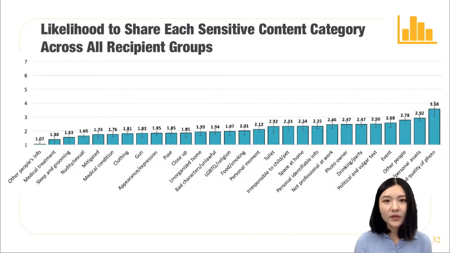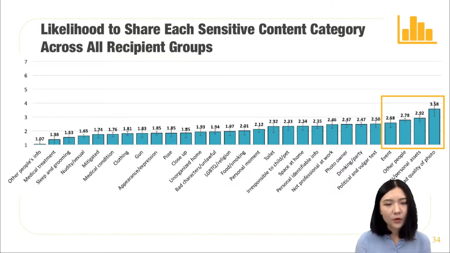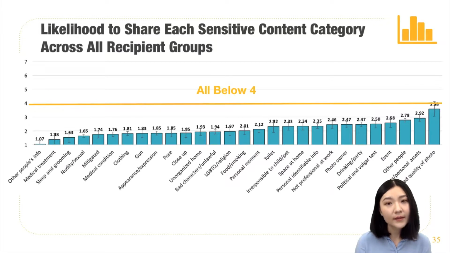Besides the taxonomy, we also investigated people's sharing preferences with different recipient groups. This is a bar chart of likelihood to share each sensitive content category across all recipient groups on the 7-point Likert scale. It shows that people are least likely to share other people's information, which means they generally respect others' privacy. Also, they are not likely to share medical treatment, sleep and grooming, and nudity or sexual content with others. Conversely, they are not extremely worried about sharing photos that have bad quality or the ones that depict personal assets for other people. But we know that for all categories, the ratings are below 4, which means they are generally sensitive to participants.